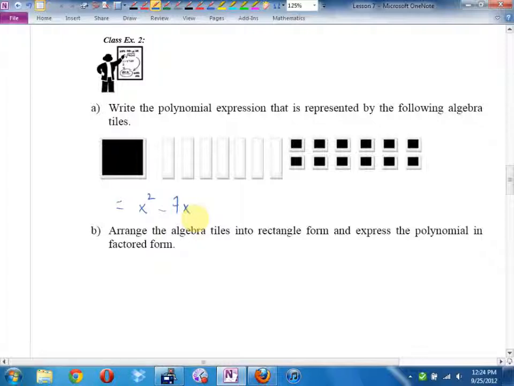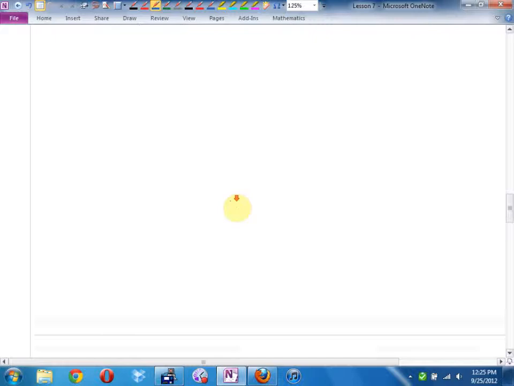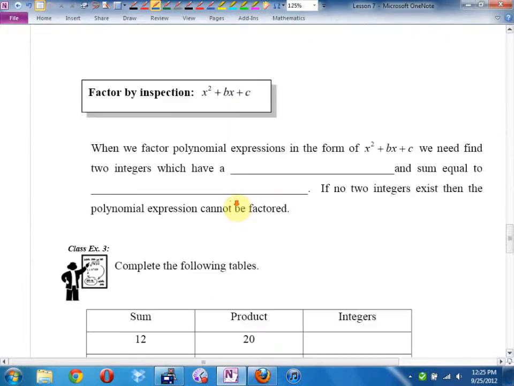I know. And then, we have a bunch of 1s. These are positive. 1, 2, 3, 4, 5, 6, 7, 8, 9, 10, 12? Yeah. Plus 12. B says arrange them into a rectangle. We're going to come back to that. Instead, we're going to jump to factoring by inspection.